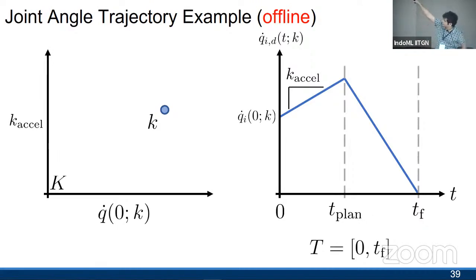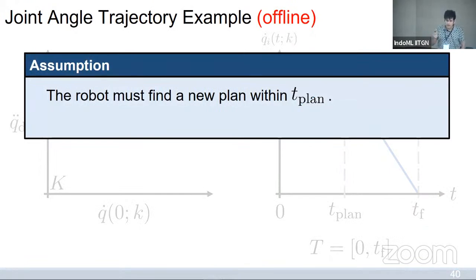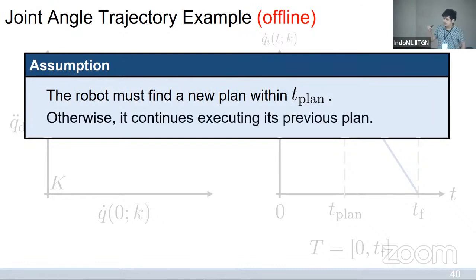What I'm going to do is bring the entire plan to a stop so that at time TF, the robot has come to a complete stop. And that's the only real assumption I'm going to make about these trajectory parameters: that they come to a stop at the end of their plan. So for us, the robot always has to find a plan within the time limit I've specified. And if it doesn't find a plan within that time limit, it has to continue executing the previous plan. That previous plan essentially brings it to a stop, and it is safe. And that's the way that we're going to parameterize our trajectories.